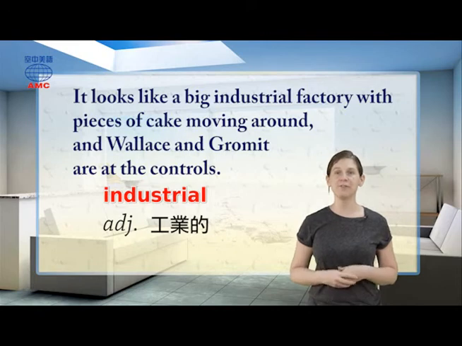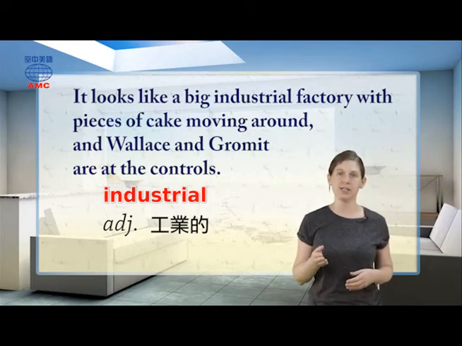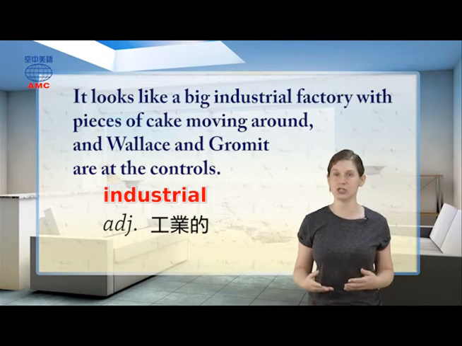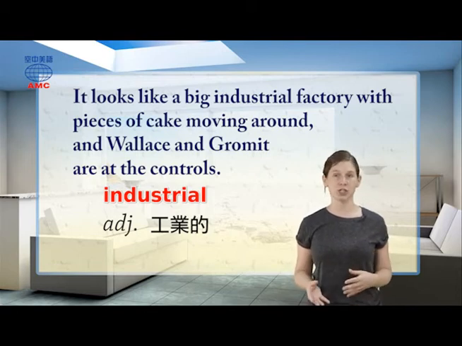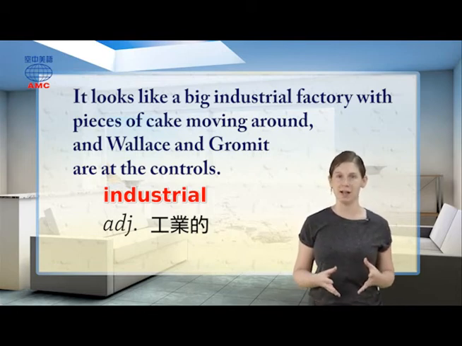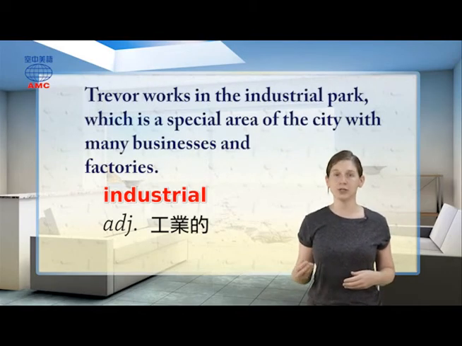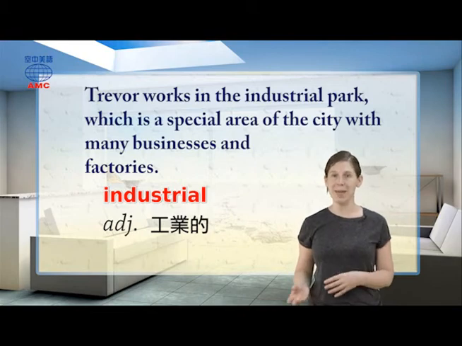Industrial is an adjective. It's spelled I-N-D-U-S-T-R-I-A-L, industrial. Industrial describes anything that has to do with industry, which is the production of goods to buy and sell. Here's an example. Trevor works in the industrial park, which is a special area of the city with many businesses and factories.